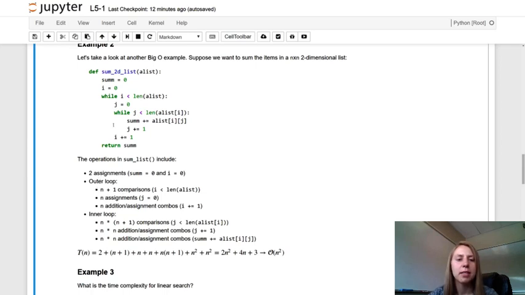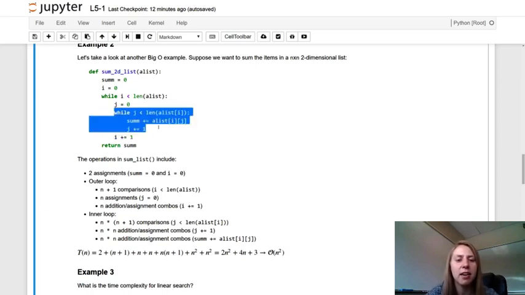So we have two assignments in the beginning, the first two lines of the body of our function. Sum is assigned 0 and i is assigned 0. And now we get to our loops. So we have n+1 comparisons for our outer loop's Boolean condition. And then we have n assignments. So n times this body is going to run. So we'll have n j is assigned 0 assignments. We will also have n i plus equal 1 assignments. This is our progress towards our Boolean condition being false.